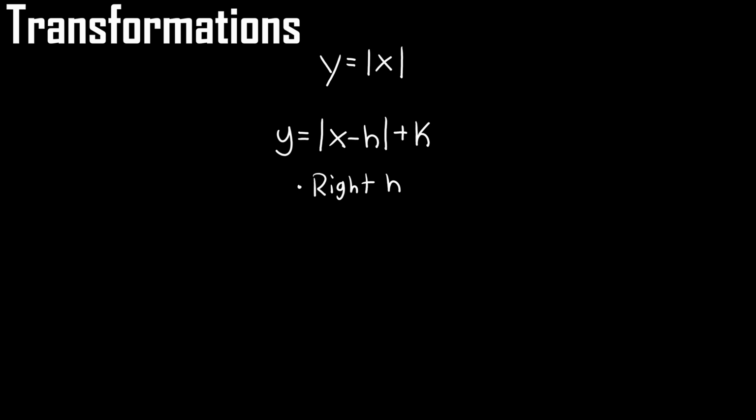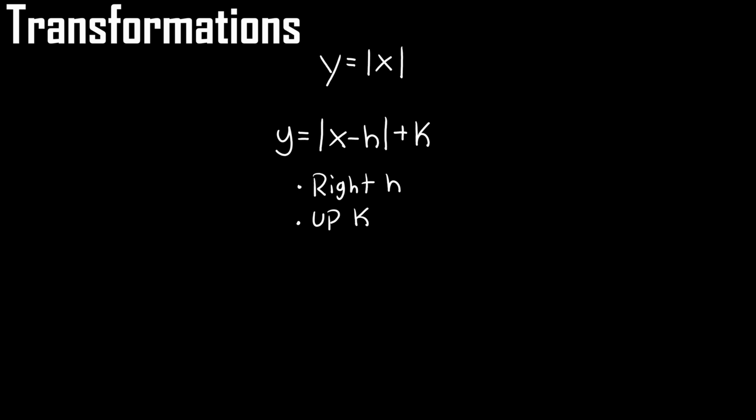Just like other functions, absolute value graphs can shift. So let's look at the parent function y equals the absolute value of x. We can shift this graph like y equals the absolute value of x minus h plus k. This will shift the graph right by h units and up by k units.